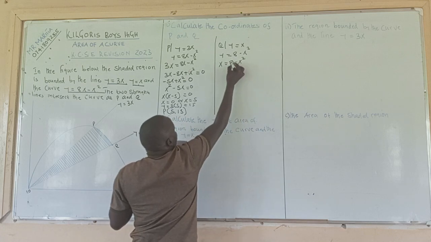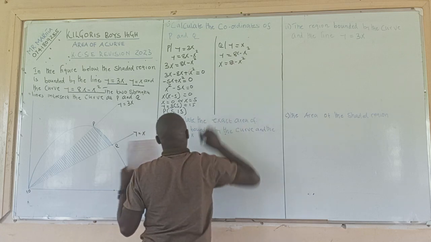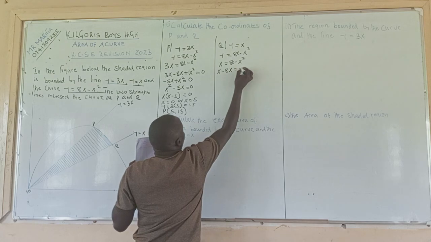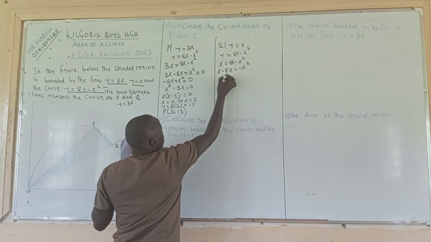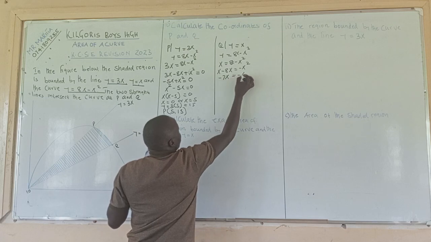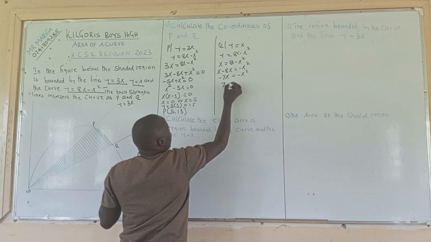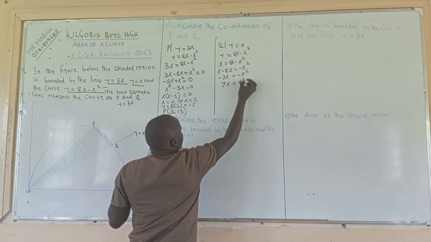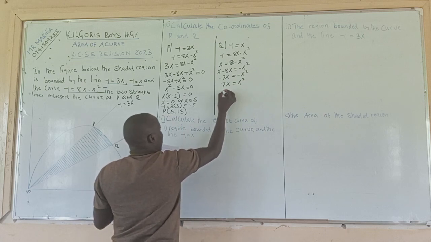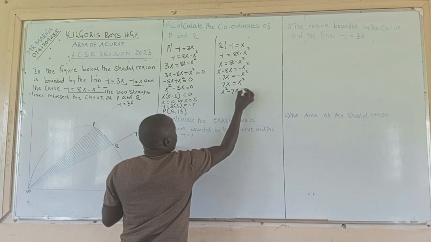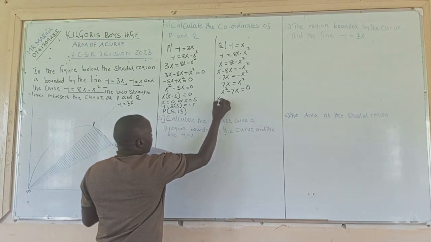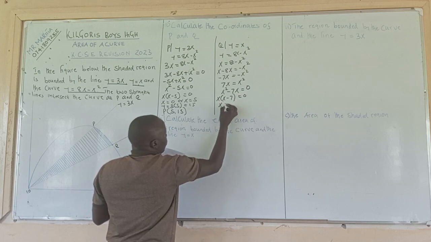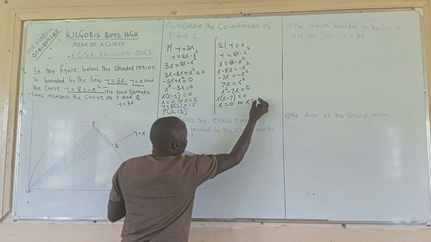Subtracting 8x, we have x minus 8x equals negative x squared. So negative 7x equals negative x squared, which is 7x equals x squared. So we have x squared minus 7x equals 0. Factoring out x, we have x into x minus 7 equals 0. So x = 0 or x = 7.